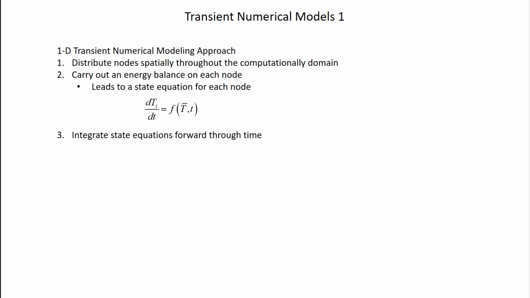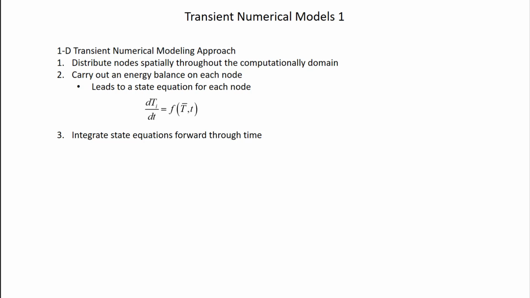The first step is to distribute nodes spatially throughout the computational domain. So again, defining at what location you're going to predict the temperature. Then you carry out an energy balance on a control volume that's defined around each of these nodes, exactly what we did for steady state problems. The difference is that because this is a transient problem, every single energy balance is going to have a storage term in it, so there'll be a dT/dt term.